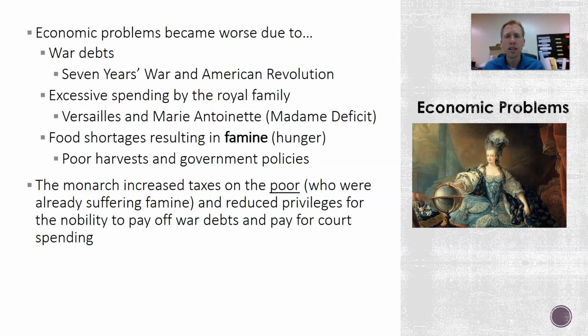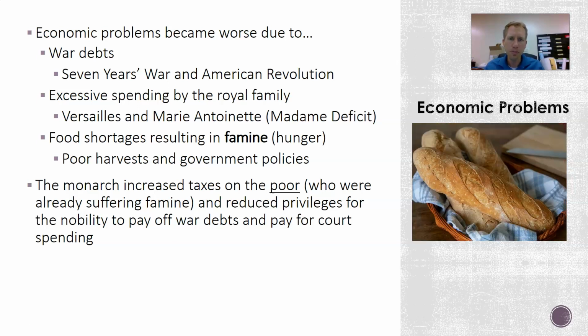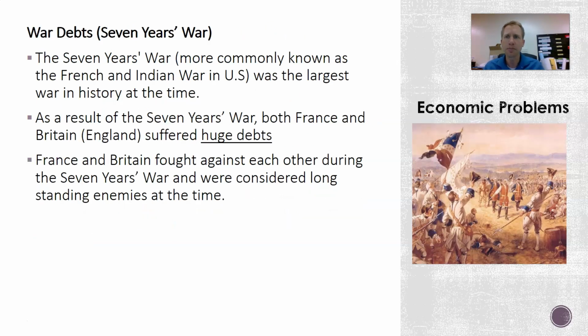And we said Louis, the king at the time, is going to raise taxes on the poor, and he's going to start to reduce the privileges of the nobility to help pay off some of this spending. And here you see bread, which is a major part of the French diet. And here you can see French bread. Well, we'll talk more about the French bread later.